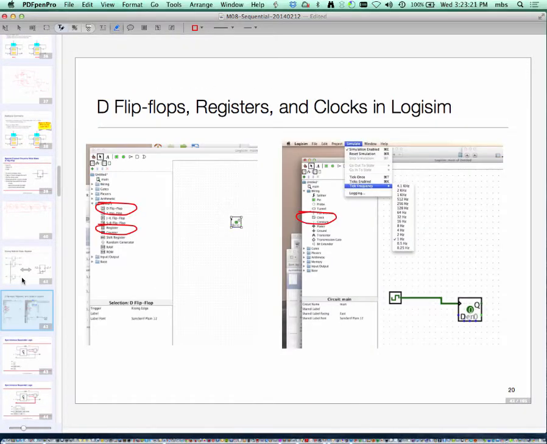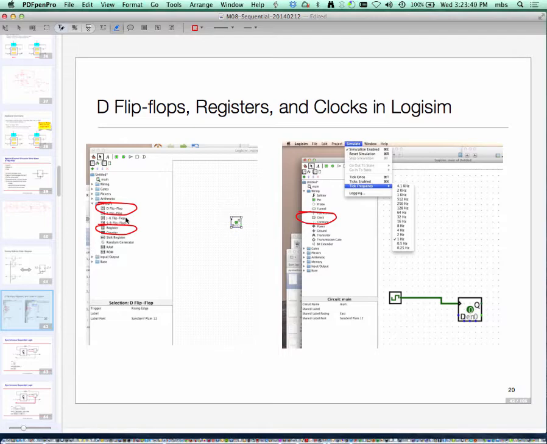Okay, so D flip-flop, registers, clocks, they are all available in LogicSim. If you go into the library in the modules, you would see that it has all of them. They have a flip-flop thing. You can use it very much like that.